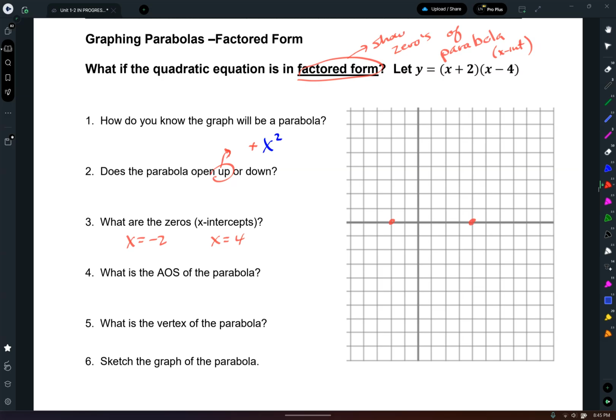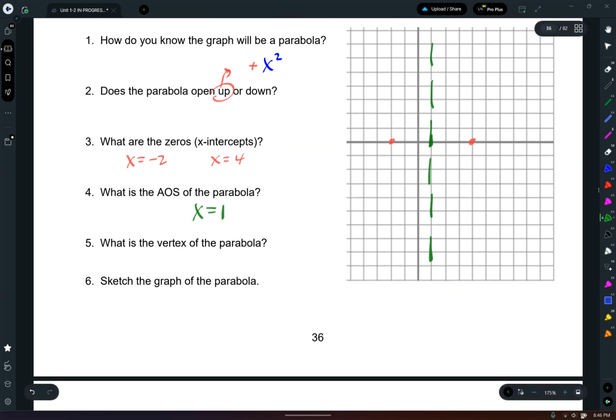And the good thing about this is we know that the axis of symmetry is going to be right in the middle of those two numbers. Well, if I'm from negative 2 to 4, wouldn't the middle be right here at 1? So this is the axis of symmetry. It's always the middle. So x equals 1. And remember, the axis of symmetry always goes through the vertex. So that's how you know the vertex is 1 comma something.